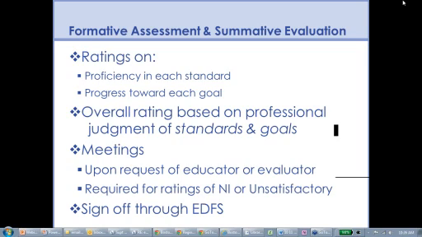There may be a meeting as a result of the formative assessment or summative evaluation at the request of the educator or the evaluator, but these meetings are required for an overall rating of improvement or unsatisfactory. Educators would sign off on their receipt of their formative assessment report or summative evaluation report in the EDFS. Again, the signature indicates that you have received this report, not that you necessarily agree with its contents.